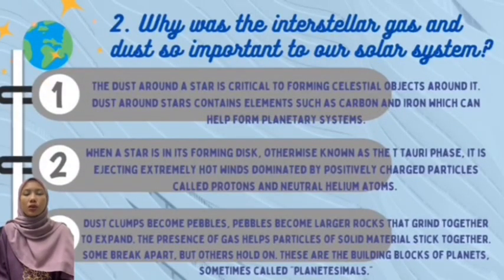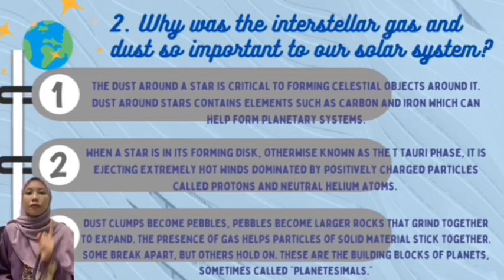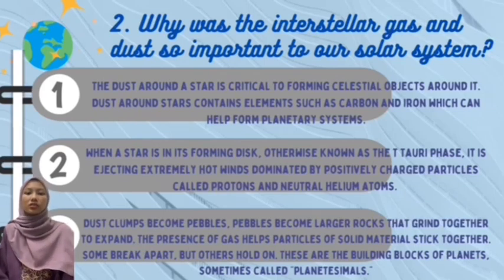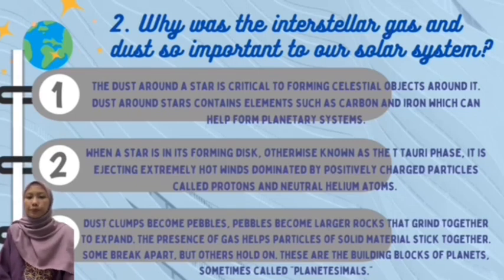Next is, why are the interstellar gas and dust important to our solar system? Because first, the dust around a star is critical to forming celestial objects around it. Dust around a star contains elements such as carbon and iron, which can help form a planetary system. When a star is in its forming disk, otherwise known as the T Tauri phase, it is ejecting extremely hot wind dominated by positively charged particles called protons and neutral helium atoms.